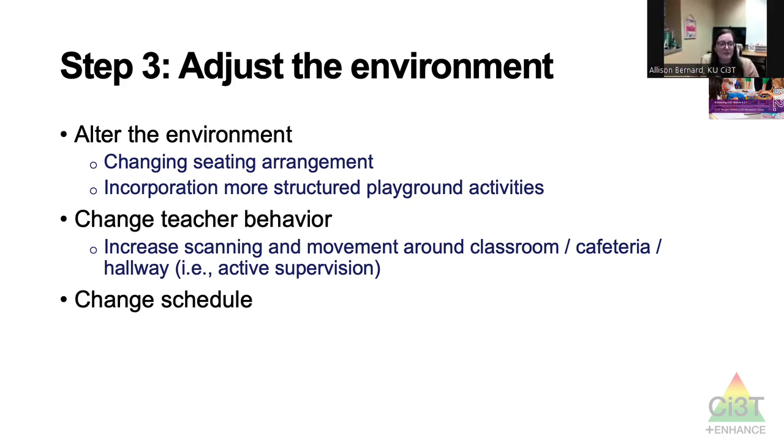So some things that you can consider to alter the environment would be changing a seating arrangement, whether that's moving individual students around or the physical structure of the classroom. You can incorporate a more structured playground activity like hopscotch or basketball certain days of the week, certain things like that. Consider changing your teacher behavior. Grant is going to give us a great in-depth overview of active supervision, so increasing scanning and movement around the classroom. And then if possible, which it's not always possible, you can change your schedule.